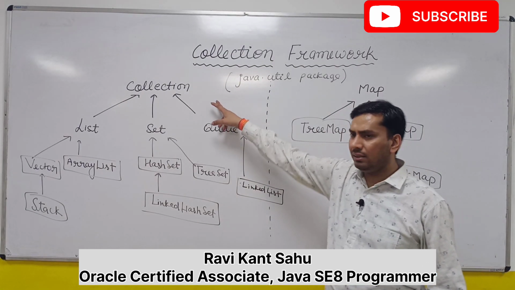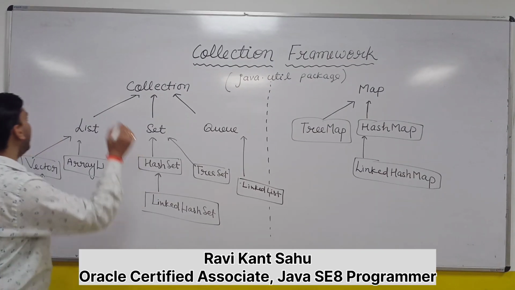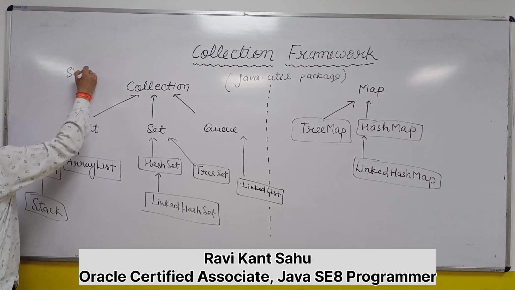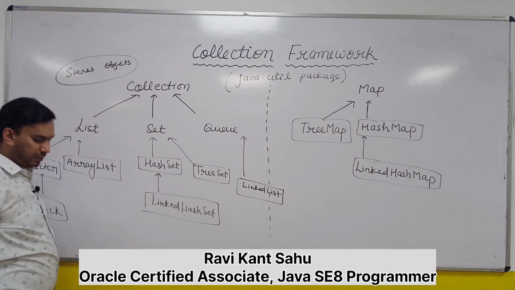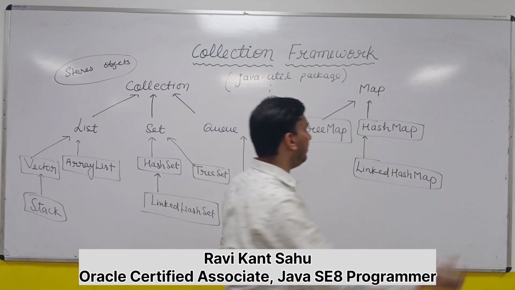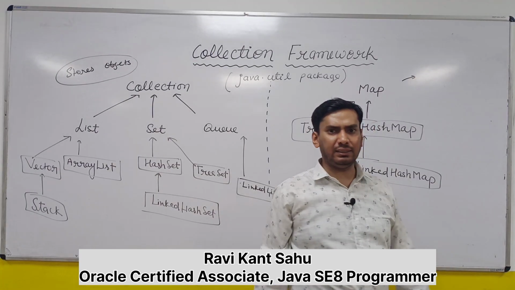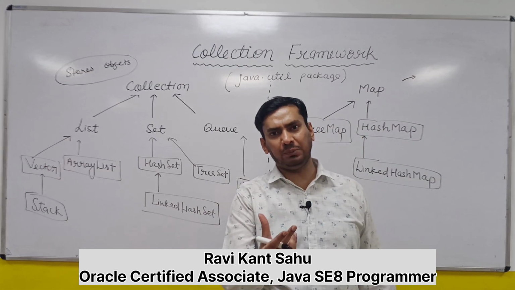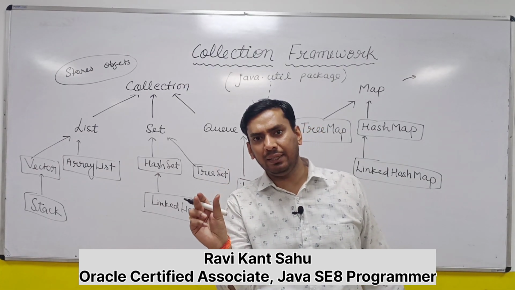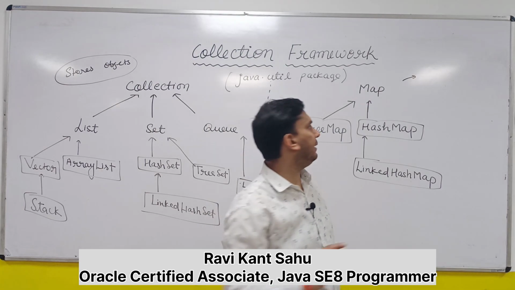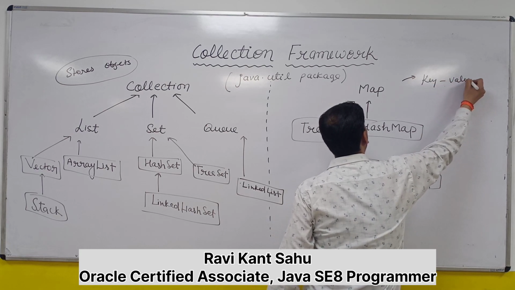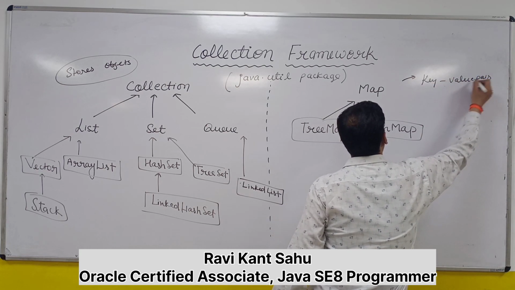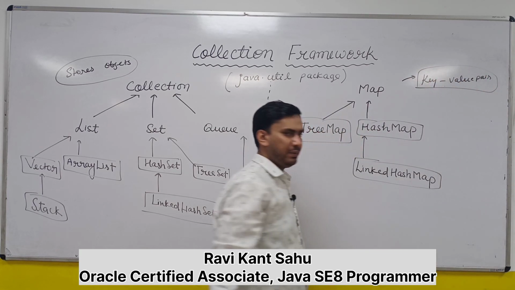So the behavior of the collection family is that it stores objects only. But the map family has some behavioral difference. It says that we will be storing the objects, but there should be some key to identify those objects, right? So basically map is saying we will be storing key-value pairs.